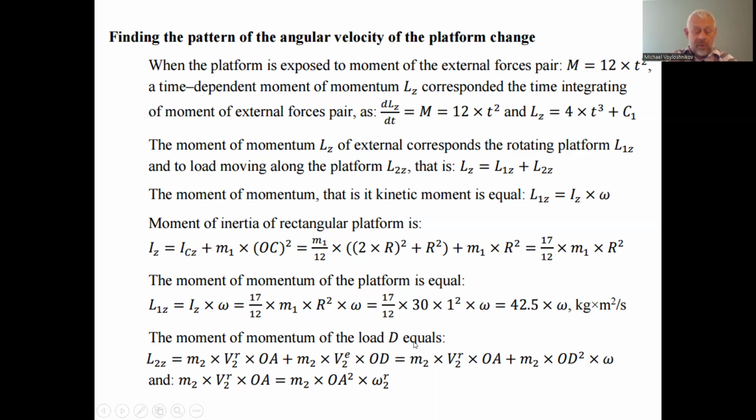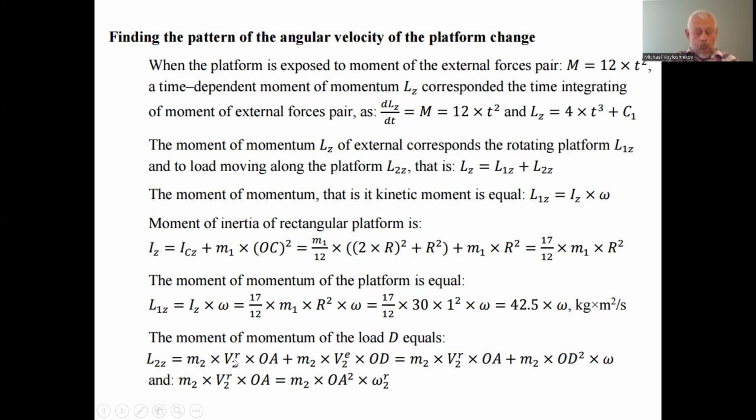The momentum of the load. Next question, because we have two elements of the mechanical system. The first is the platform. The second one is the load. The momentum of the load L relative to the axis of rotation consists of two parts, because the load participates in two motions. The first is the relative motion relative to the platform, with the velocity v2. This is for the load, the first we had for the platform. The second is the load's v2r, the relative motion of the load relative to the platform.